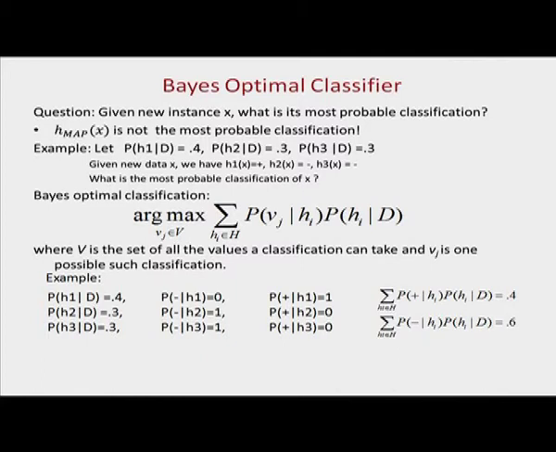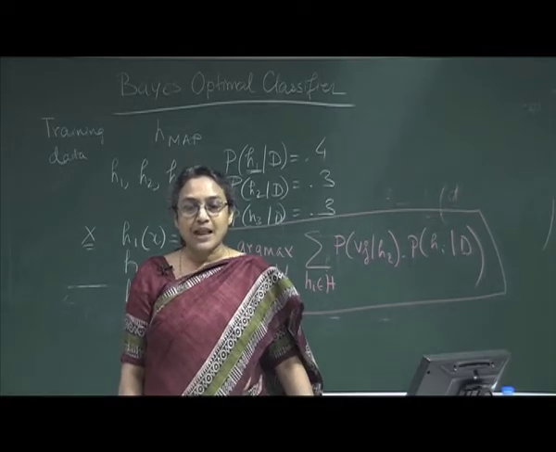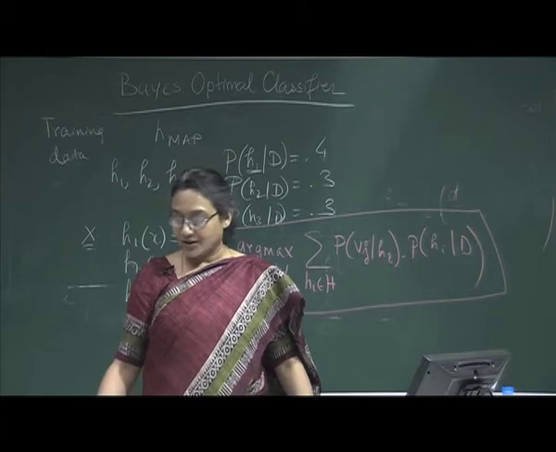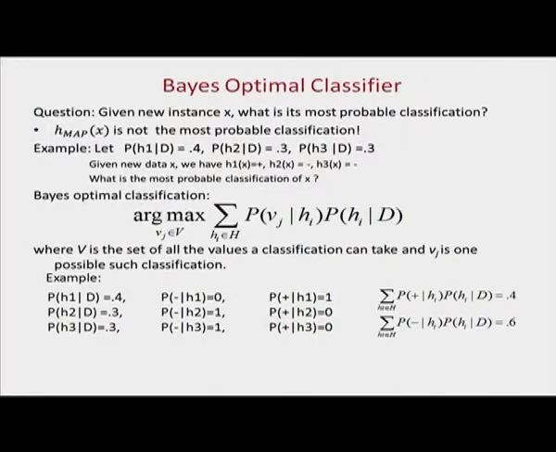So why is this called optimal? It is optimal in the sense that no other classifier using the same hypothesis space and same prior knowledge can outperform this on average. But since typically the size of the hypothesis space is huge, it is not possible to apply the Bayes optimal classifier. So we have to use some approximation of the Bayes optimal classifier, and for that we can use Gibbs sampling.